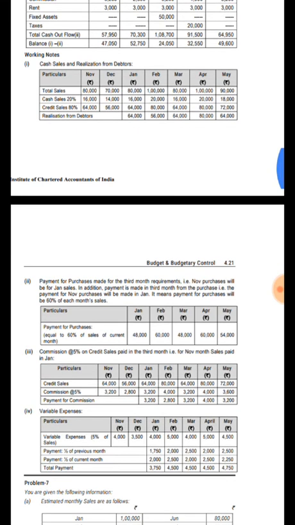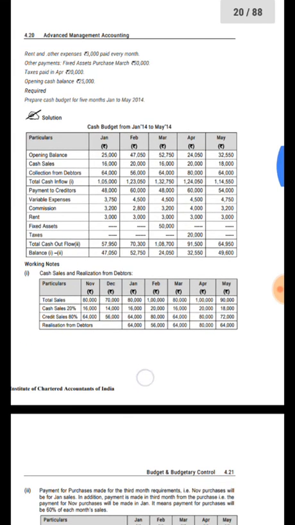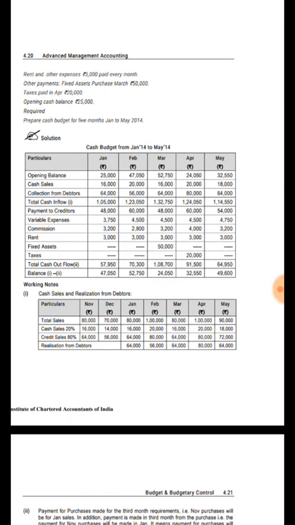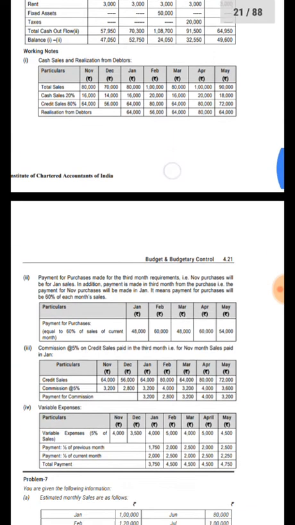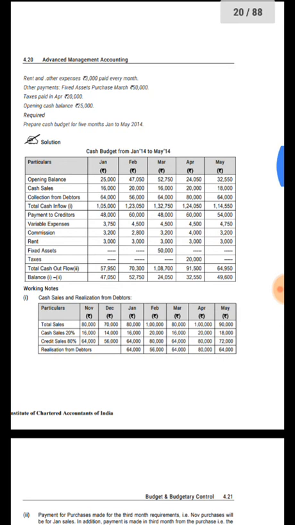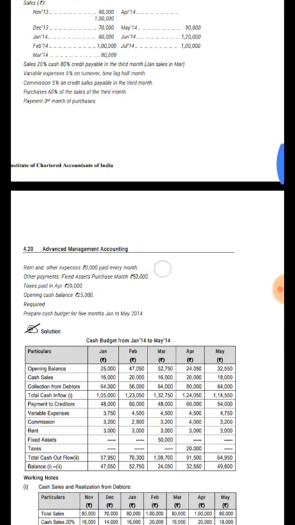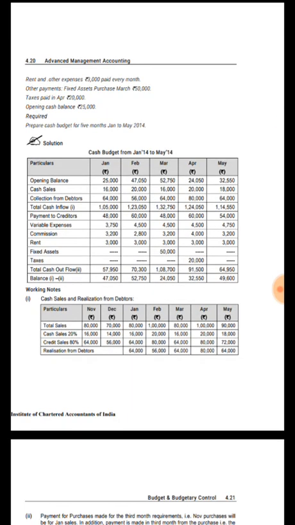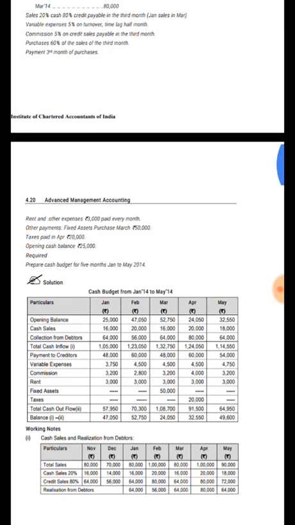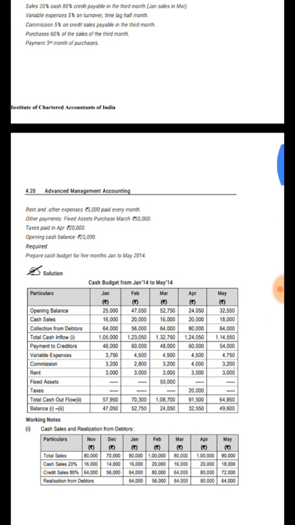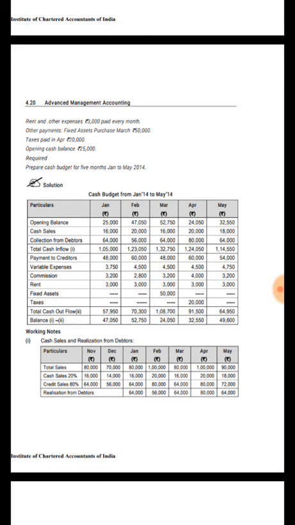So what we will do, just write down purchase for every column: 48, 60, 48, 60, 54. Okay, this is all written down for all. Variable expenses written down for all. Commission written for all. Okay, that's it. So variable done, commission done, purchase done. Now come here, rent 3,000 for everyone. So that's why 3,000 is taken for everyone. Then they purchase a fixed asset, so 50,000 when they purchase in March, so in March. Okay, then taxes paid in April, 20,000. Anything else? Nothing is there.